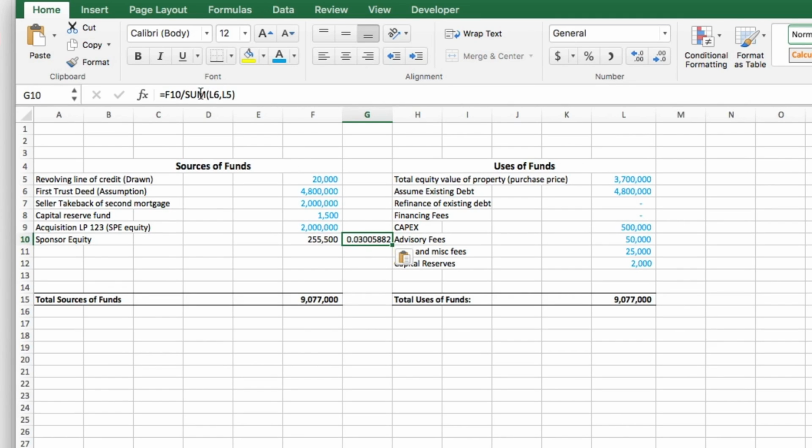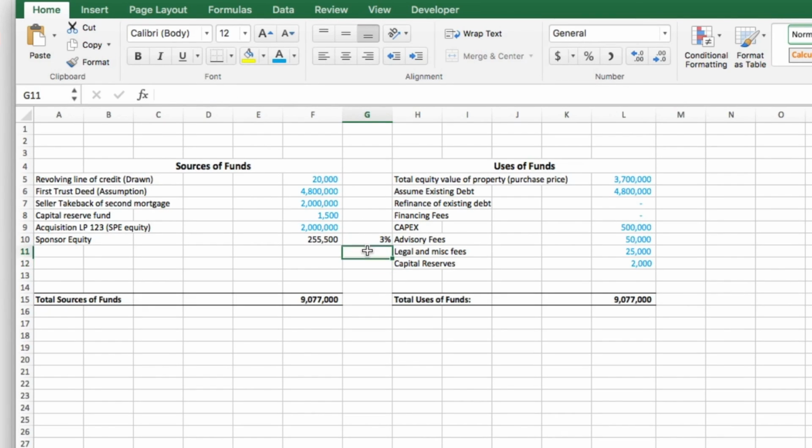Now, if we were to figure out what percentage that is of the total acquisition price, I might put in a little bit of a formula here. And let's change that to a percentage. That's 3% of the total acquisition price, which includes the debt plus the equity. So the LTV of $255,500 is 3%. And a banker or a lender, a capital provider might look at that and say, okay, the sponsor's coming to the table with 3%. That may or may not be sufficient. Okay.